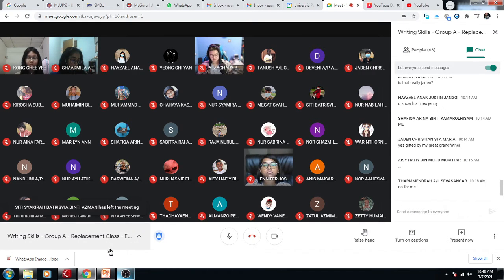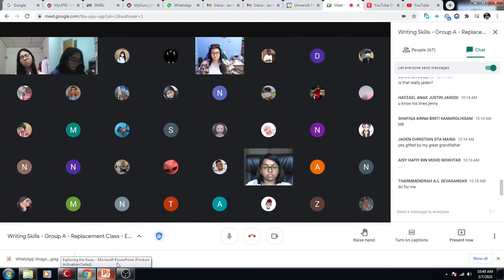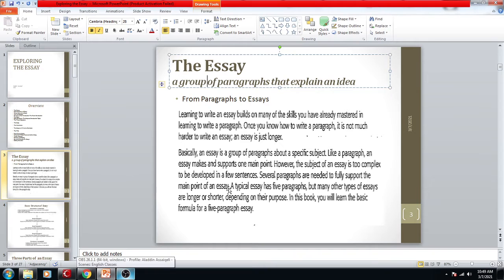But in the essay, the idea is more complex. Just like a complex sentence, you have more than one idea. In a simple sentence, you have one idea. In a complex or a compound complex sentence, you have more ideas. However, the subject of an essay is too complex to be developed in a few sentences.